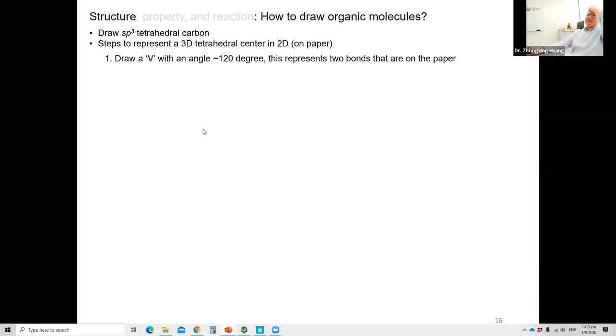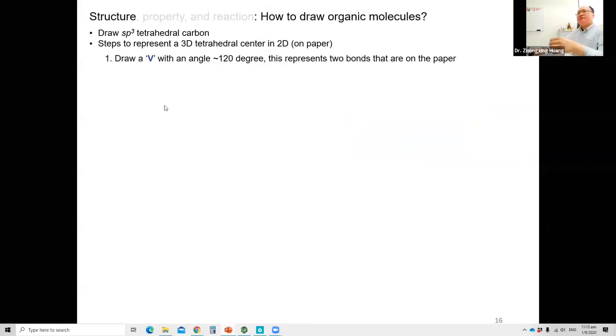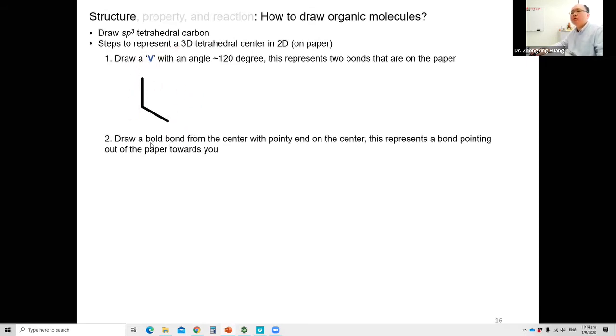So first, what we want is to draw these structures in 2D. First, you draw a V with an angle of 120 degrees. This represents 2 bonds that are on the paper. So you draw like this, and this is assumed to be on the screen, okay? It's a 2D structure. Then you draw a bold bond with the pointy end at the center, and this represents a bond pointing out of the paper towards you, yourself, not me, you, okay? So this bond, you can see it's bold, and the pointy one is on the center, not on here. So this bond is pointing out of the screen to you.